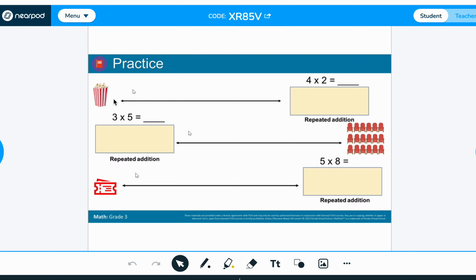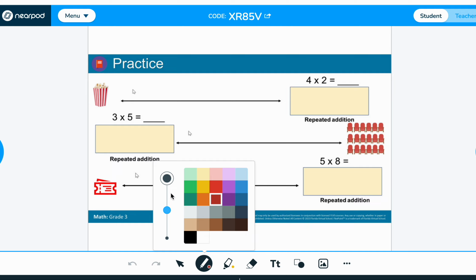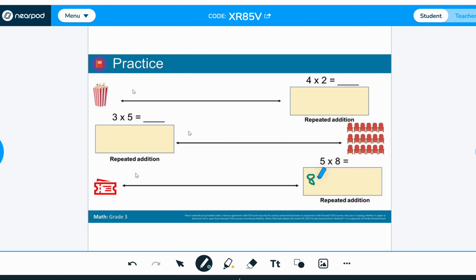You're going to try this one as the number line for 4 times 2, 3 times 5, and 5 times 8. I'm going to show this as 5 times 8. So how would we do this as repeated addition? This is saying 5 groups of the number 8. So that's like saying 8 plus 8 plus 8 plus 8 plus 8 equals a number. Okay?